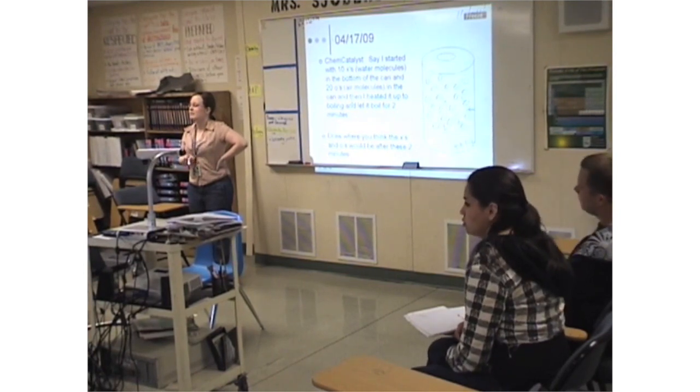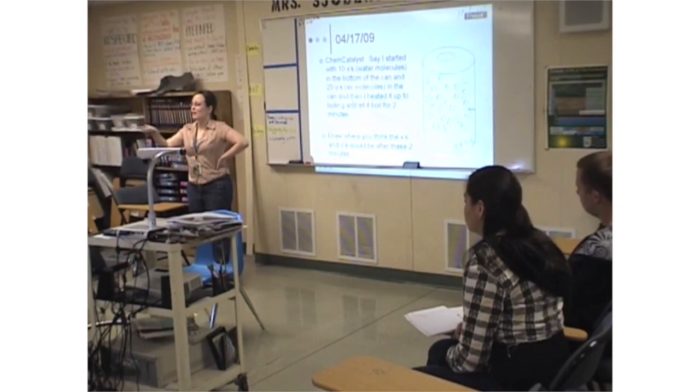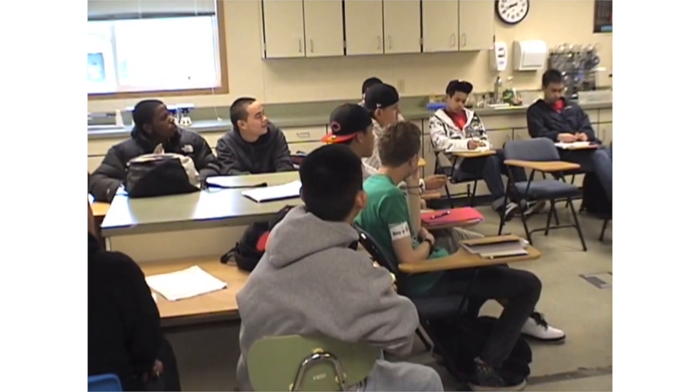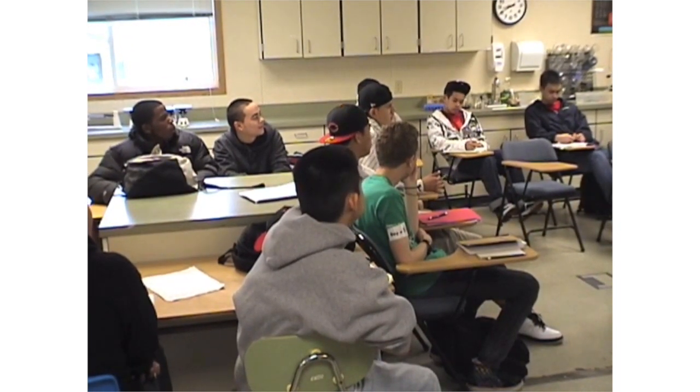Now draw some arrows for the... No, I want to actually hear from one of those two gentlemen at the table. Draw arrows going up and down around the can. And what does that represent? The steam. Okay, so what about the steam?